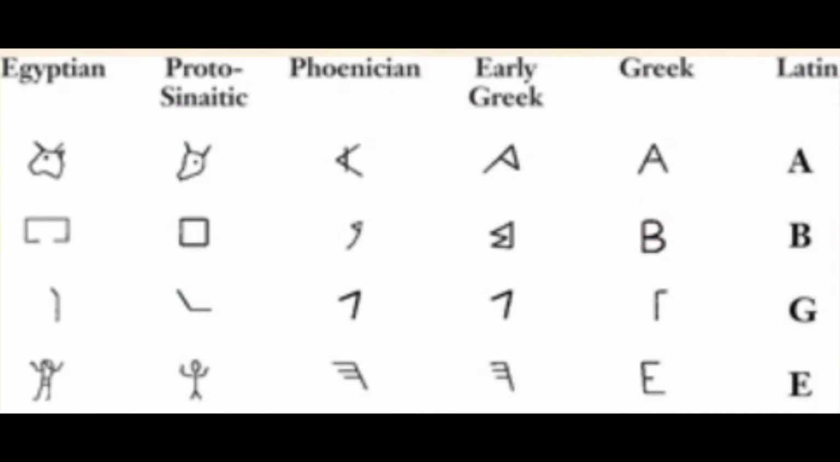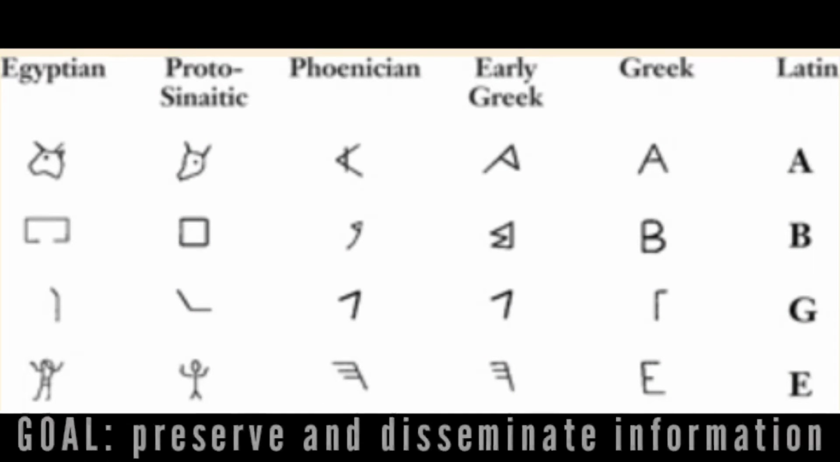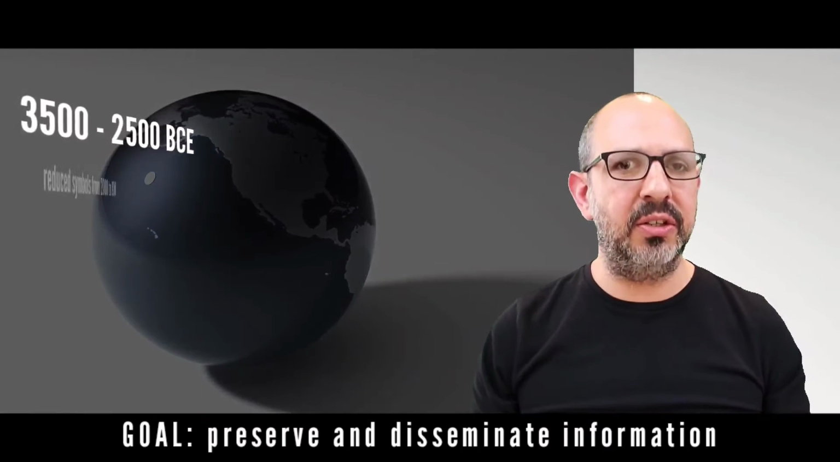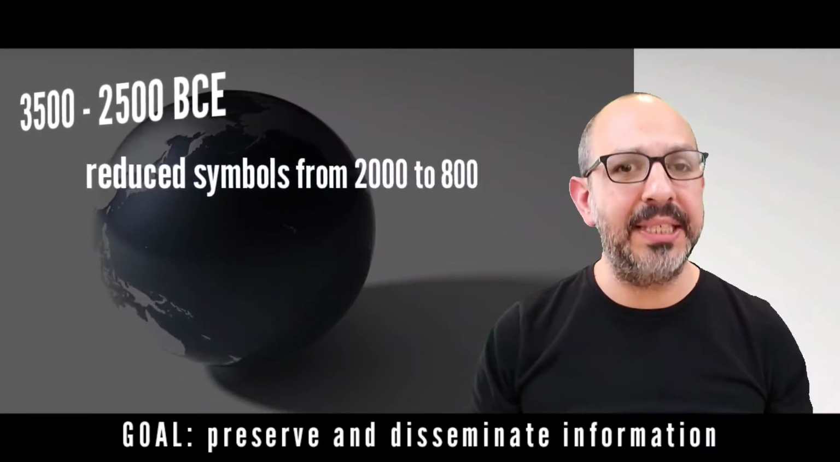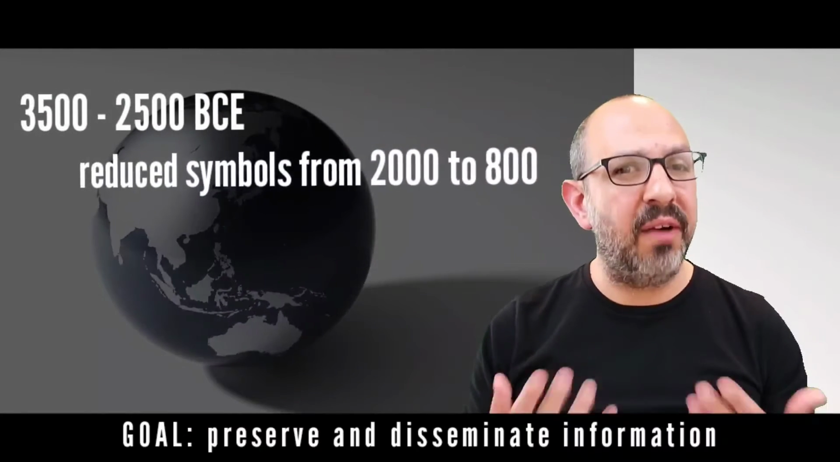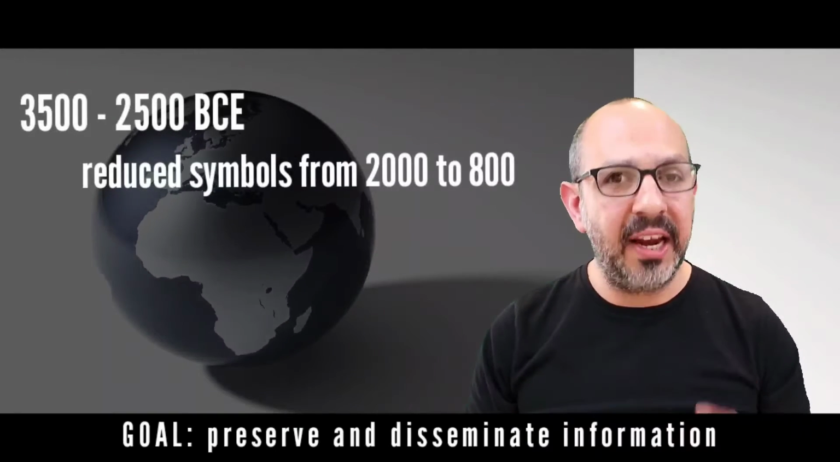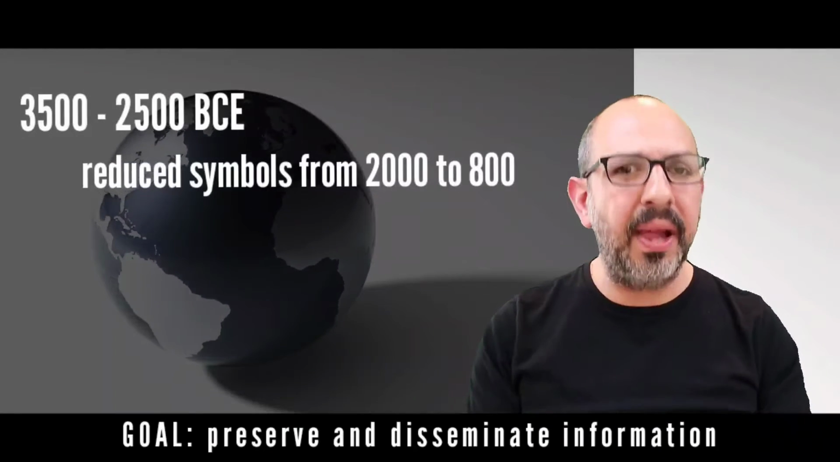Now, let's take a second to zoom out and think about where we are in the history of writing as it pertains to the preservation and dissemination of information from a Western civilization perspective. It took about 1,000 years, from 3500 to 2500 BCE, to develop and transfer roughly 2,000 pictograms into a full-fledged writing system of about 800 symbols, yet it was still complex and clunky.